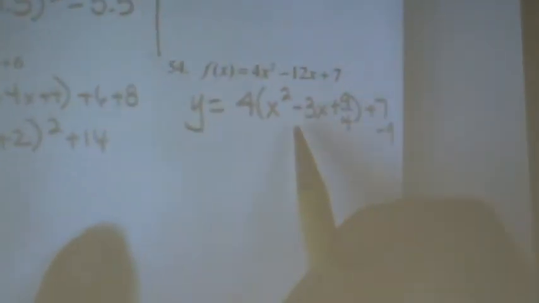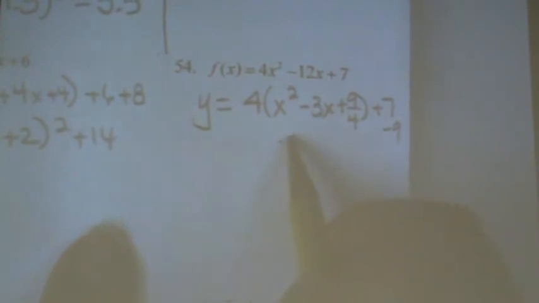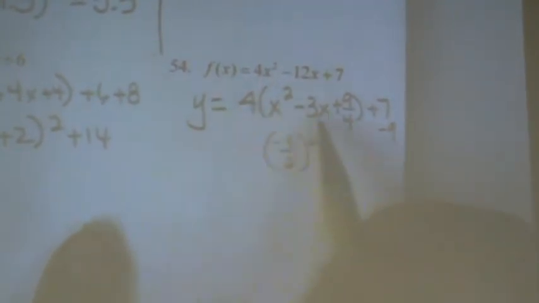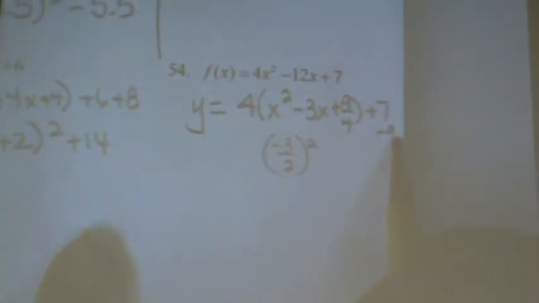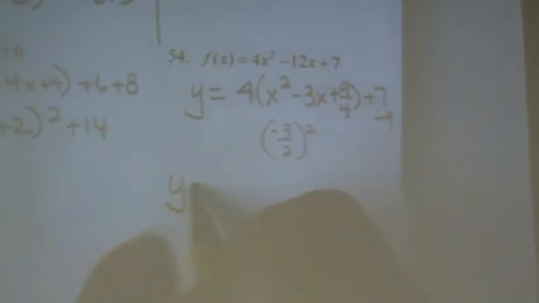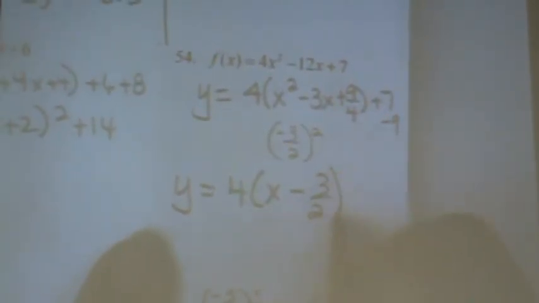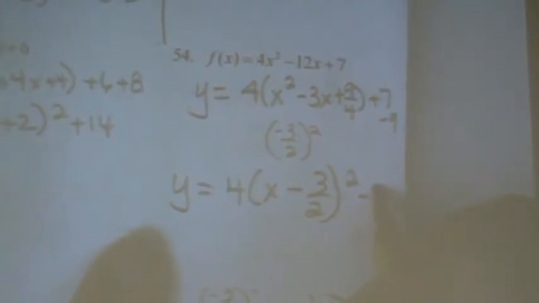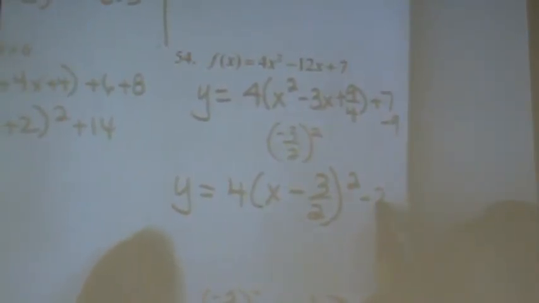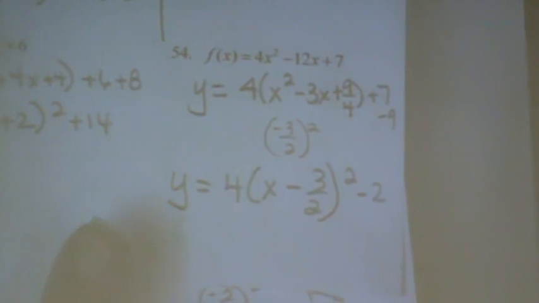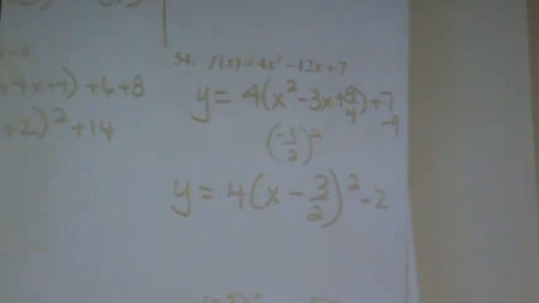So I'll say that again. Half of this, negative 3/2, squared is 9/4. But 4 times 9/4, these 4's cancel, so you really added 9, so you take 9 away. So your answer to this one is 4, and then x minus 3 halves, quantity squared, and then minus 2, because 7 minus 9 is negative 2. Remember, when you take half of this, that's the number that goes in the parentheses. And that concludes tonight's homework.